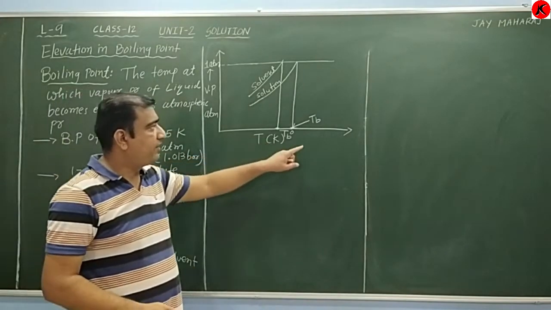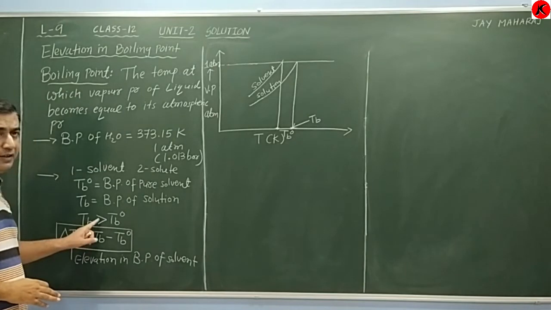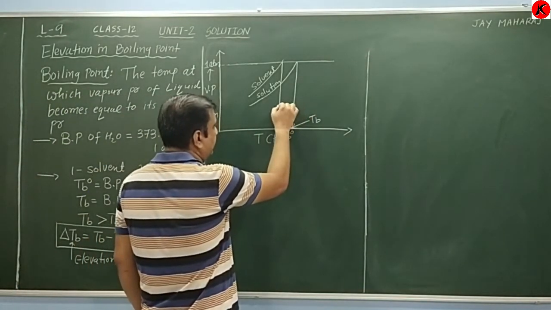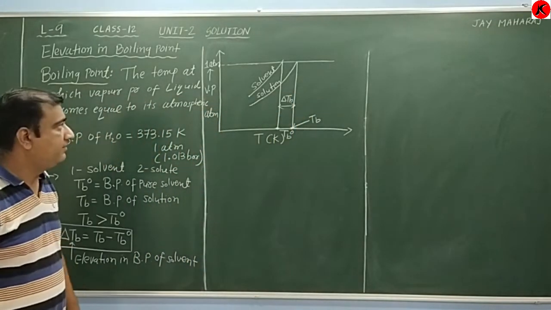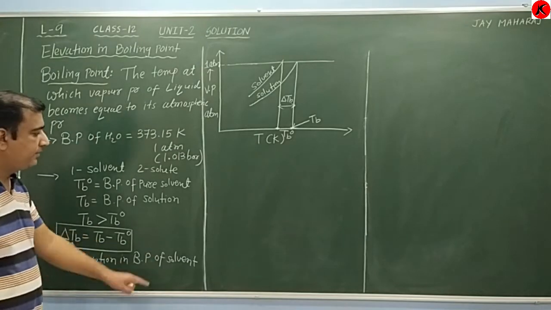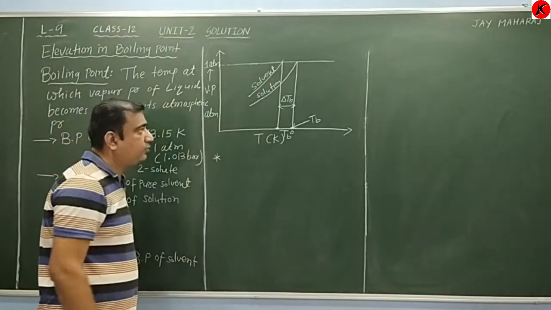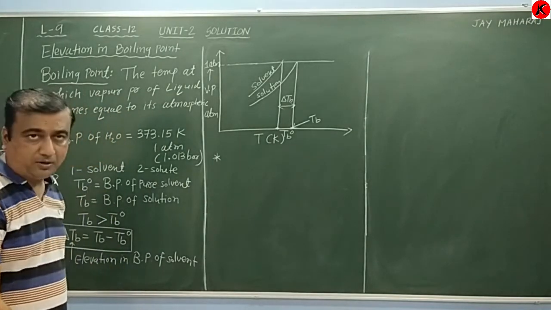Now from the graph we can see Pv is greater than Pv0. Here also Pv is greater than Pv0. This difference is known as delta Tb, otherwise the elevation in boiling point of the solvent. Now, how to calculate the elevation in boiling point of the solvent?